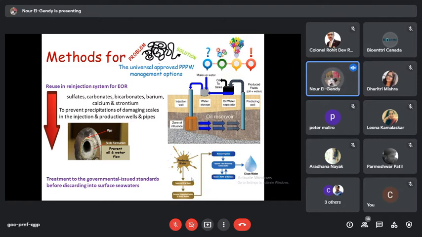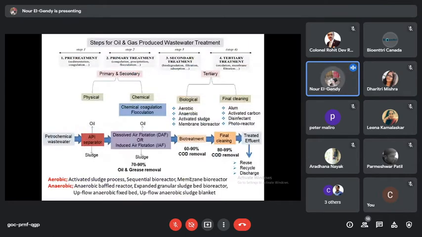Another way is to treat this water effluent for safe discharge on open surface seawater. These are the usual steps used in the petroleum industry for wastewater treatment. First step, which depends on the API separator, is to separate oil and sludge from water. Then comes the second, which is applying chemical coagulation or flocculation through dissolved air flotation or induced air flotation. This will remove from 70 to 90% of oil and grease.